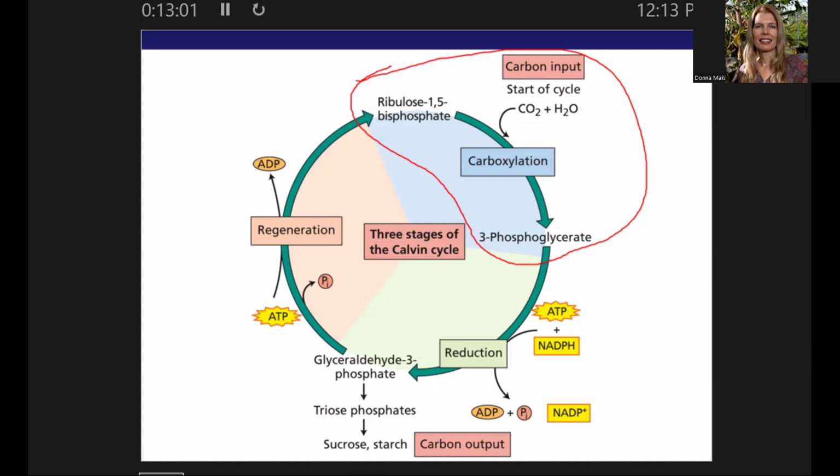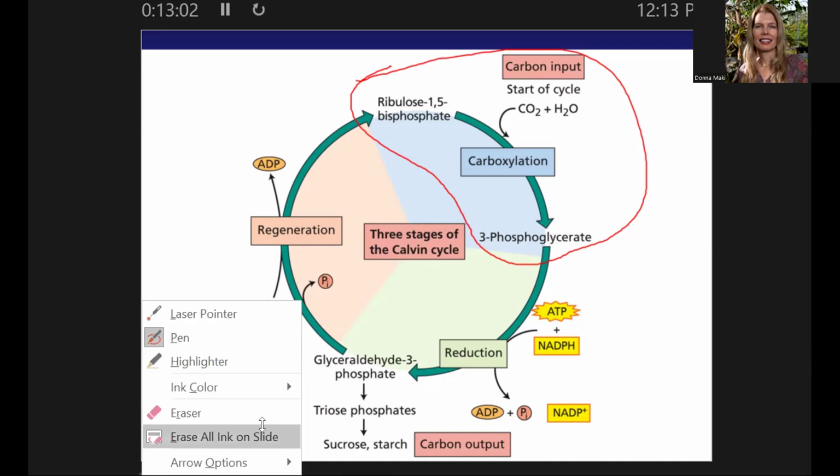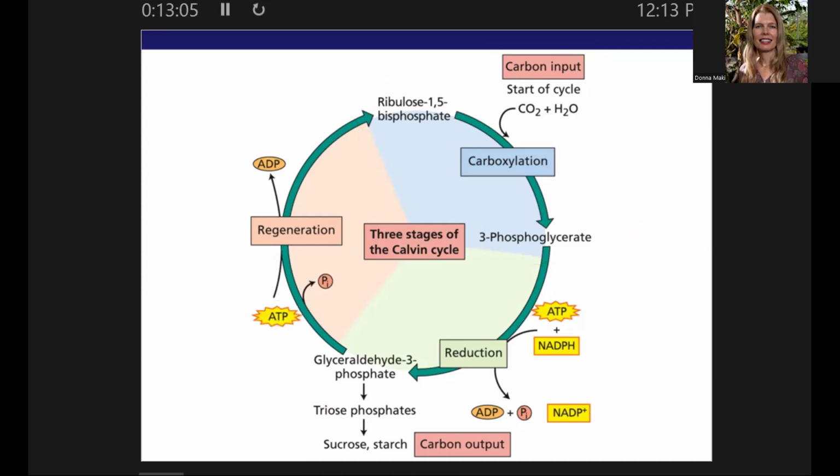The next stage is called the reduction phase. Reduction. So this is referring to the idea that NADPH is coming into play. Remember now, NADPH is called a reducing molecule. That means it's very happy, chemically speaking, to give off electrons into a reaction. And that's what we're going to see here. You also see that ATP is involved.